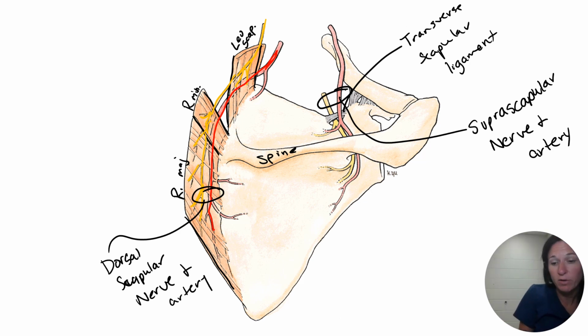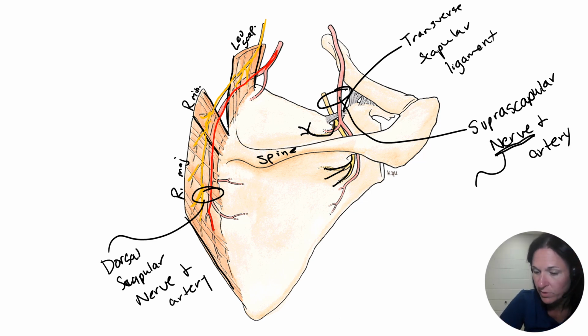And the suprascapular nerve, we can clearly see, is going to innervate the muscle in the supraspinous fossa, which is supraspinatus, and the muscle that's sitting in the infraspinous fossa, which is infraspinatus. So suprascapular nerve is responsible for supraspinatus and infraspinatus.